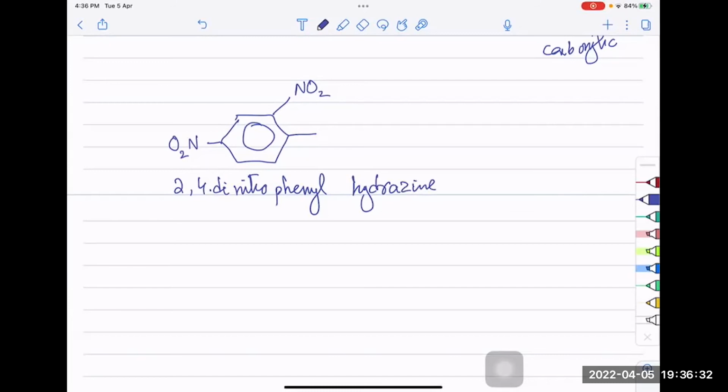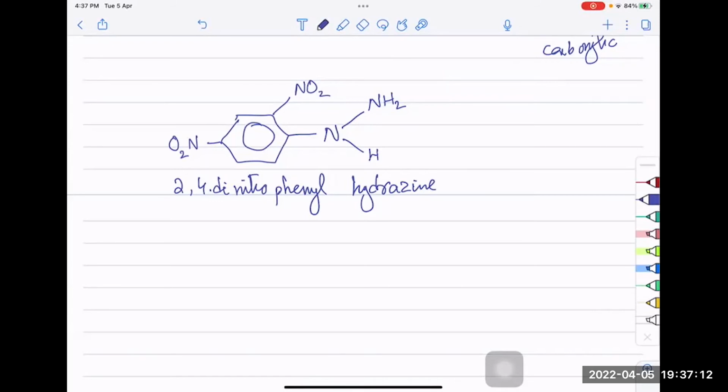Hydrazine is used to inflate airbags in cars. So hydrazine, we have this. Basically hydrazine is N2H4. But if I remove one hydrogen and put this dinitrophenyl in its place, then I get this compound. Okay. So we take hydrazine and we replace one hydrogen with this whole thing. So this is 2,4-dinitrophenyl hydrazine.